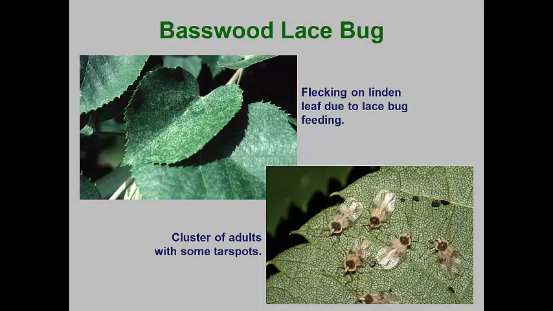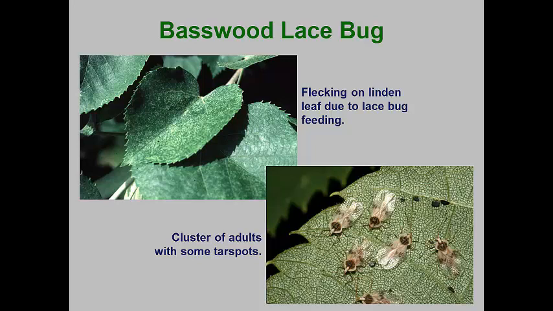The Basswood Lace Bug prefers American basswood, but it also can be found on other linden trees used in urban landscapes. The adults are a bit larger than the Hawthorn and Sycamore Lace Bugs, and they have a distinctive dark pronodal patch. The ends of the wings are broader than the rest of the body.